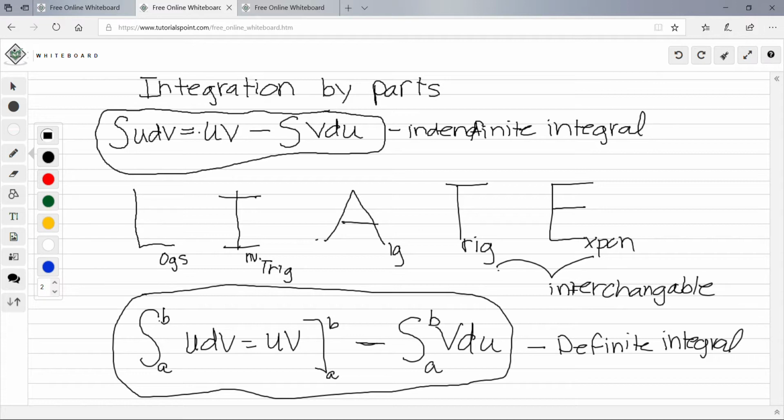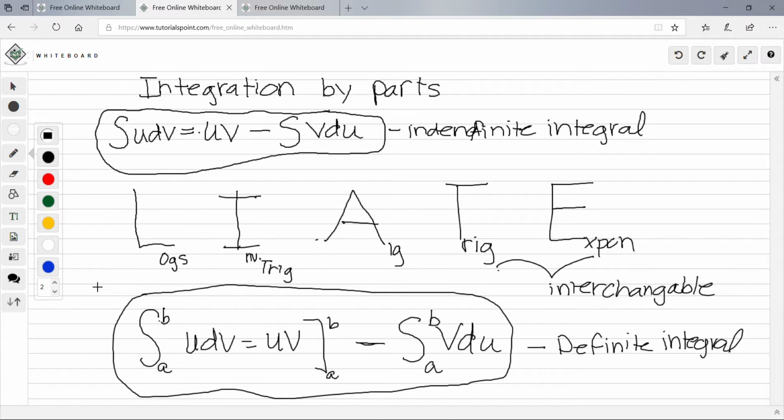You can do the exponentials first or the trig first. It doesn't really matter. Whichever comes first is your u, and whichever comes last is your dv. For example, if you had a log and then an algebra term, your u would be the log, and your dv would be the algebra, right?